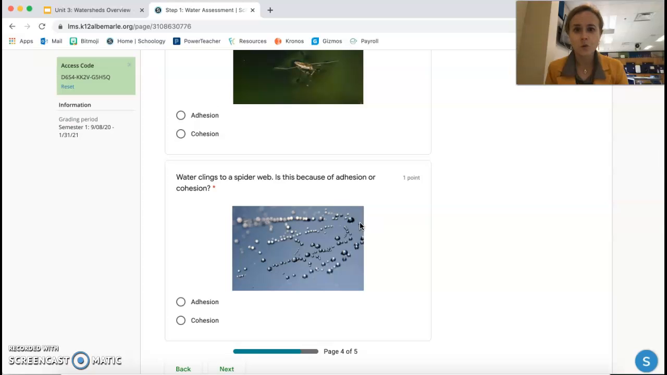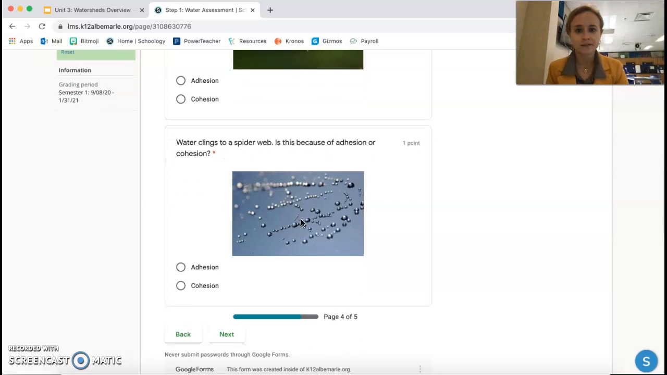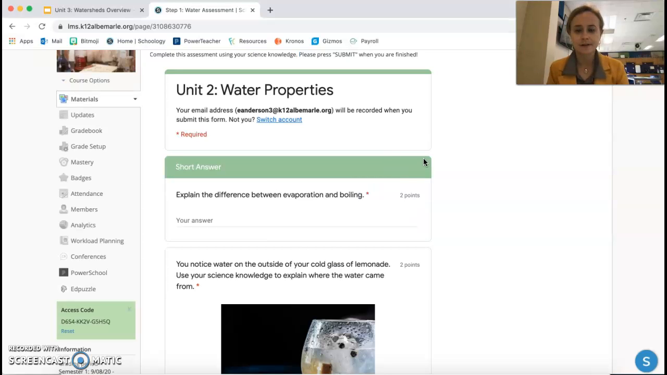Next question. Water sticks, it clings to a spider web. Is this because of adhesion or cohesion? We're down to the last 2 questions. The first question, explain the difference between evaporation and boiling.